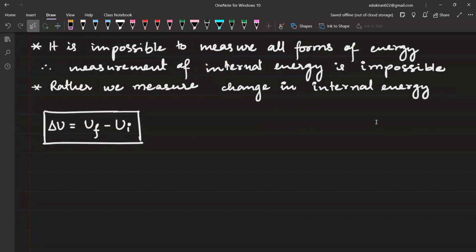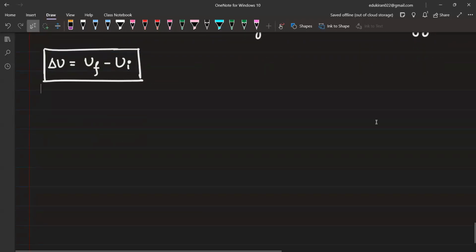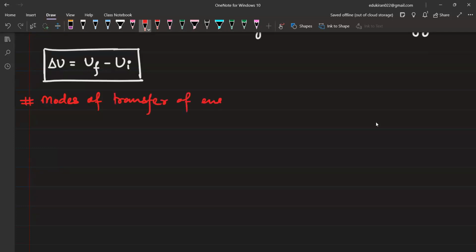Now, that means how can the internal energy of a system change? ठीक है, तो उसके बारे में बात करेंगे. So there are only two modes of transfer of energy. दो ही तरीके से आप एनर्जी ट्रांसफर कर सकते हैं फ्रॉम सिस्टम टू सराउंडिंग, सराउंडिंग टू सिस्टम. उसके बारे में बाद में बात करेंगे, but there are two modes of transfer. ठीक है, सो यू राइट द हेडिंग, modes of transfer of energy. ठीक है, प्लीज राइट हियर.